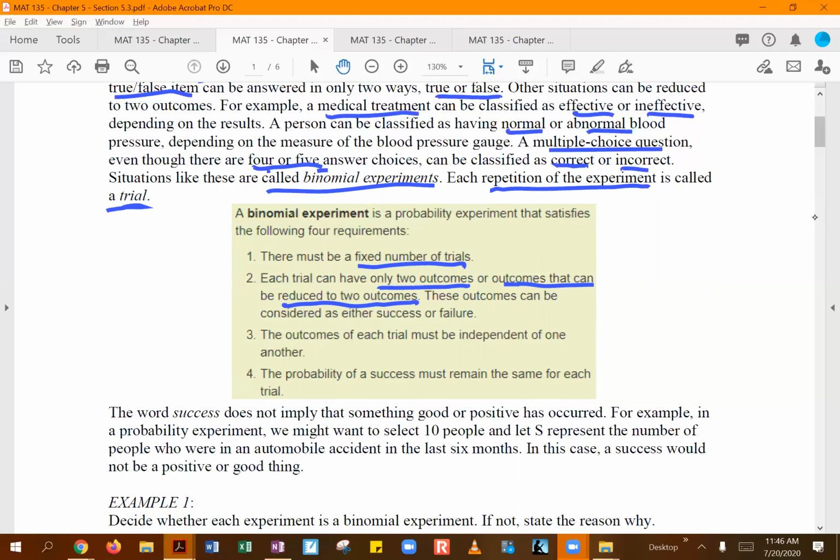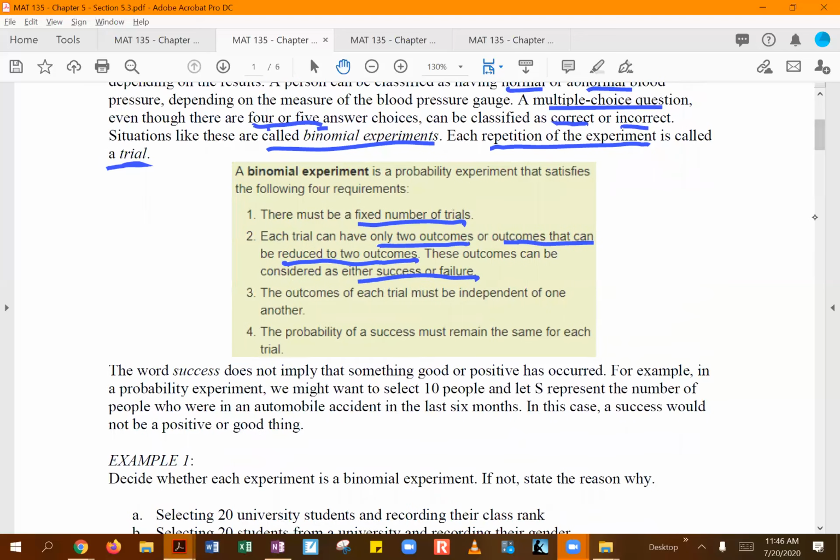These outcomes can be considered as either being success or failure. The outcomes of each trial must be independent of one another. So if you did one experiment, the results you get from that experiment should not affect the results you will get if you repeat that experiment. That's basically what they're saying in number 3. And they're saying the probability of a success must remain the same for each trial. So if you think about this last one here, again, we'll go to our coin toss example.